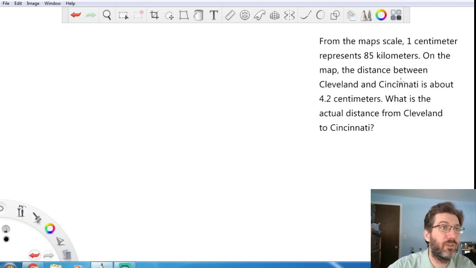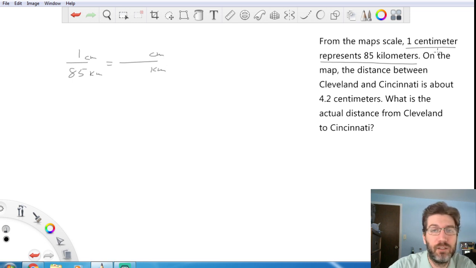So here we have our original map scale, which is 1 centimeter represents 85 kilometers. So that's my first ratio, 1 over 85. Just keeping in mind this is centimeters and this is kilometers. So your next ratio, this has to be centimeters and this also has to be kilometers. And with that, we just plug in the other number we know.